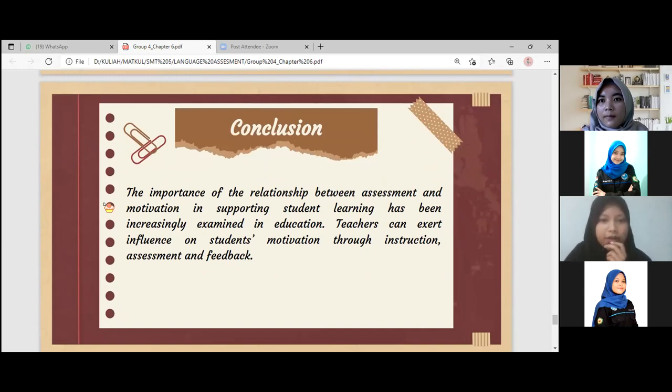So we can conclude this chapter: the importance of the relationship between assessment and motivation in supporting student learning has been increasingly examined in education. Teachers can exert influence on students' motivation through instruction, assessment, and feedback.